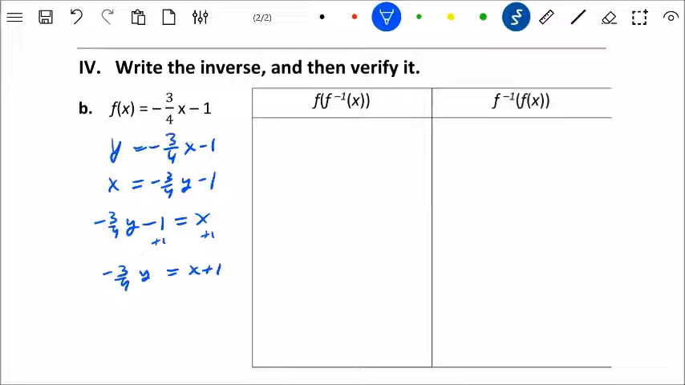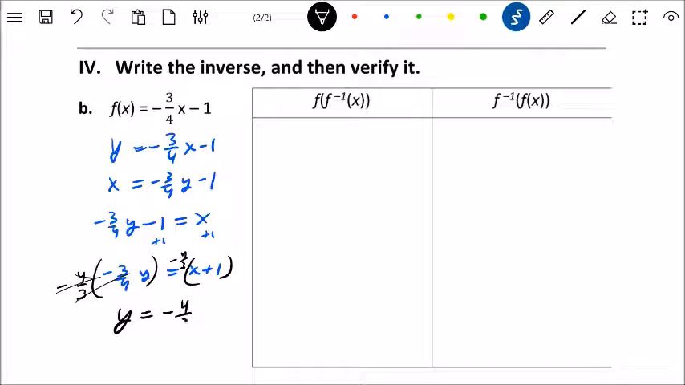Now in this case, I could multiply by 4. I can also multiply by the reciprocal, negative 4 over 3. I'm going to try that this time, negative 4 over 3. So here the 4's cancel, 3's cancel, the negatives cancel, all cancel. So I just get y. But here I get negative 4 over 3x minus 4 over 3 times 1, which was that. Oh, and now I need to make it f minus 1 of x equals negative 4 over 3x minus 4 over 3.